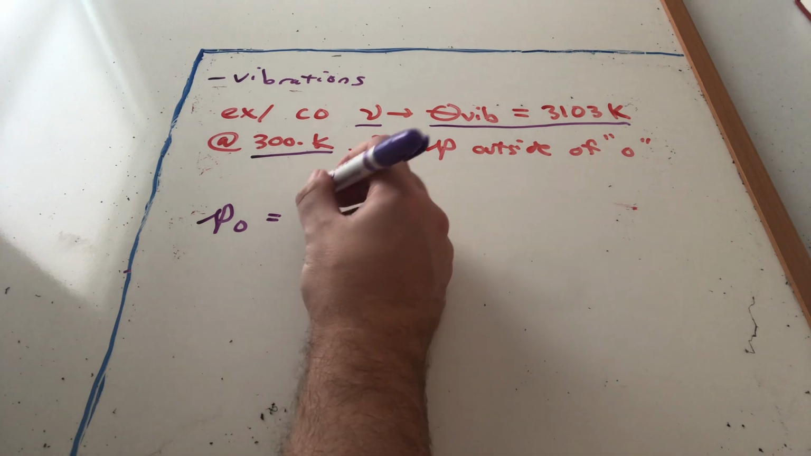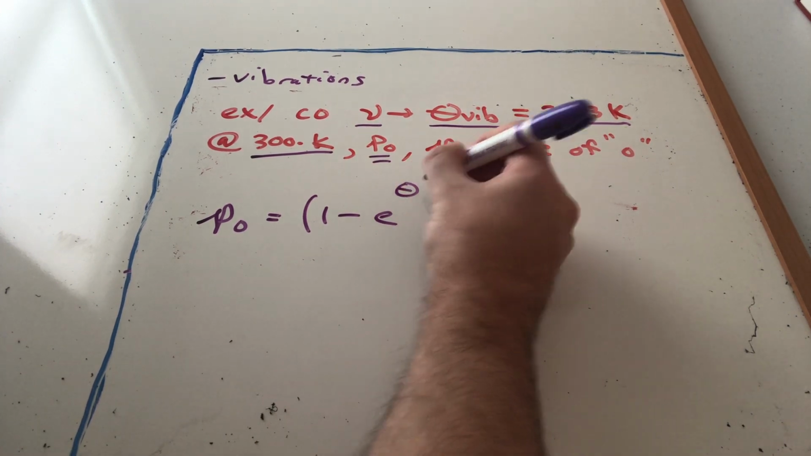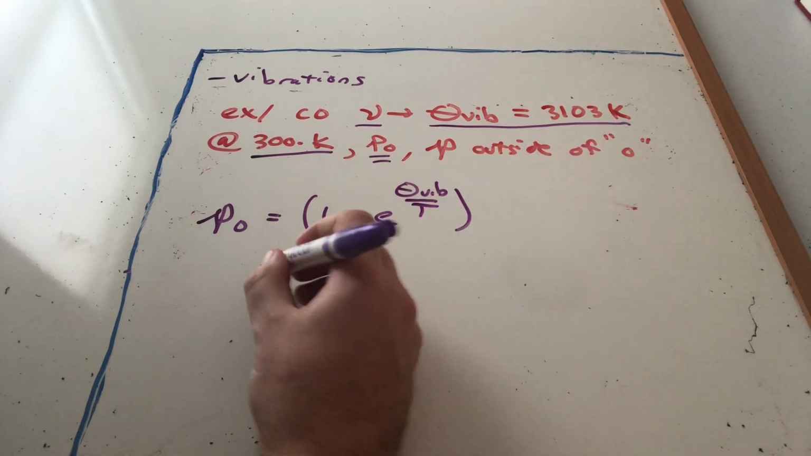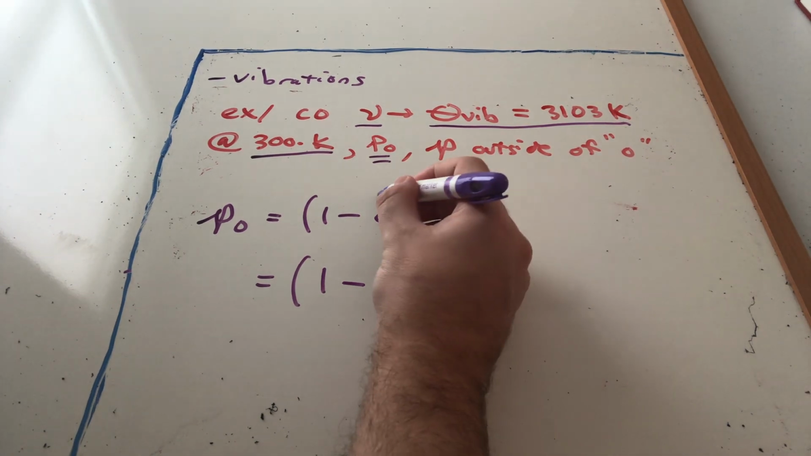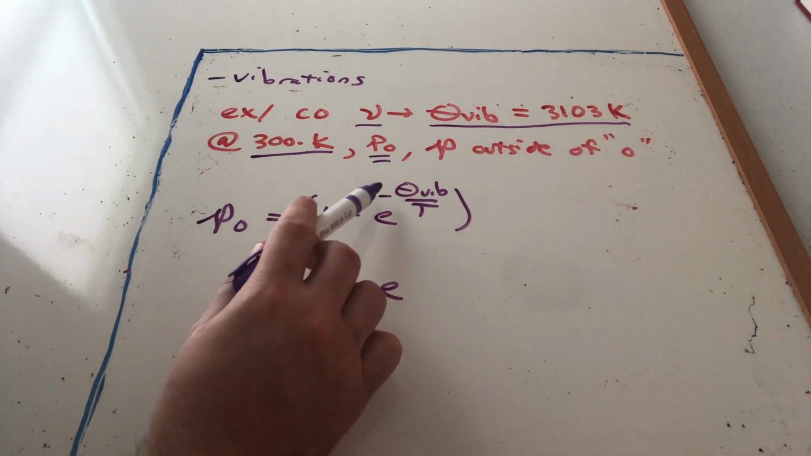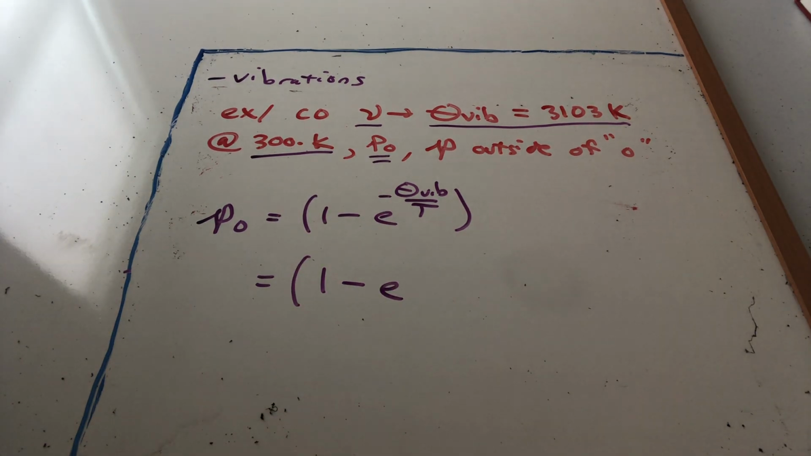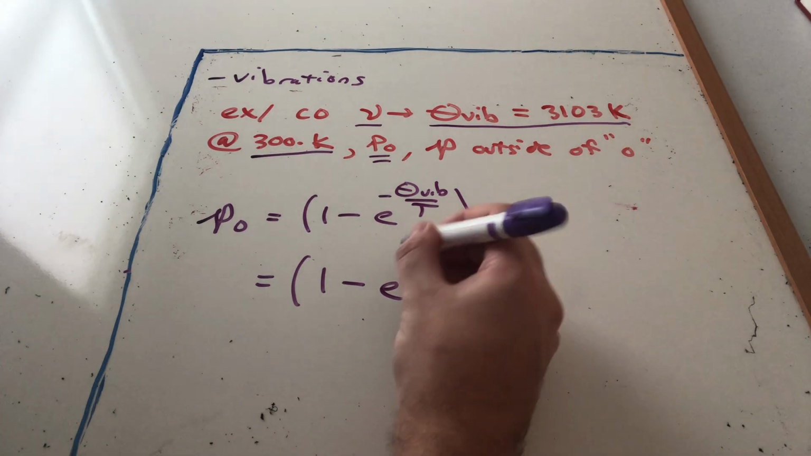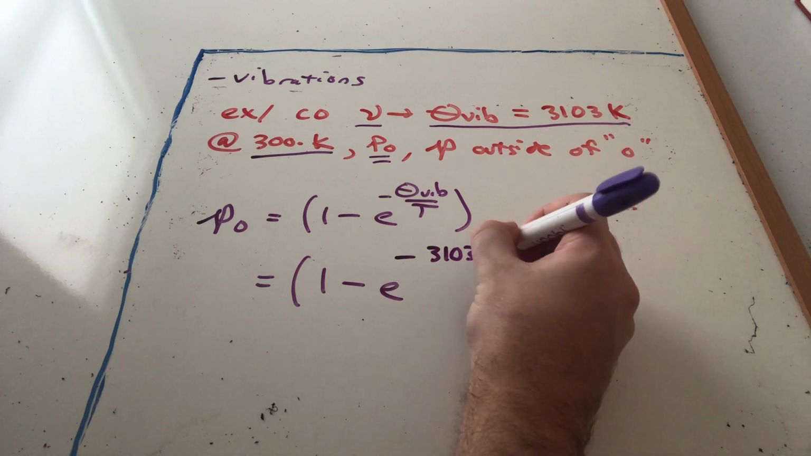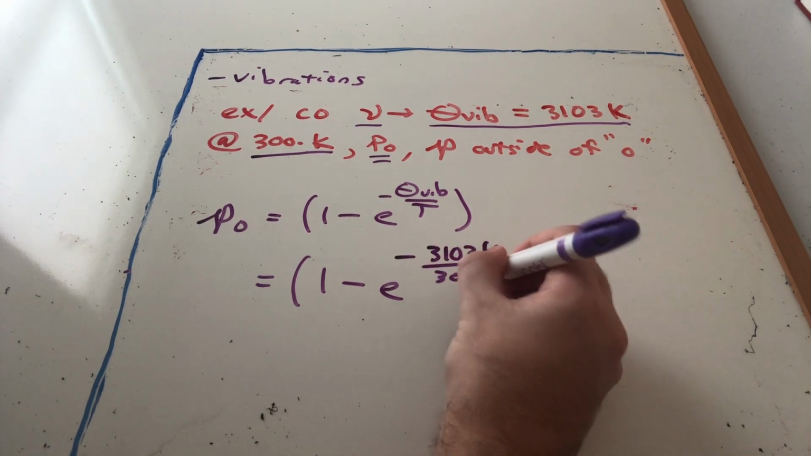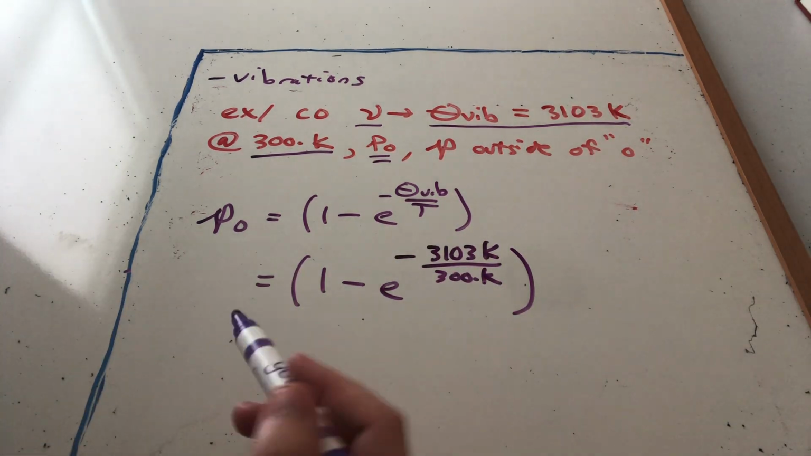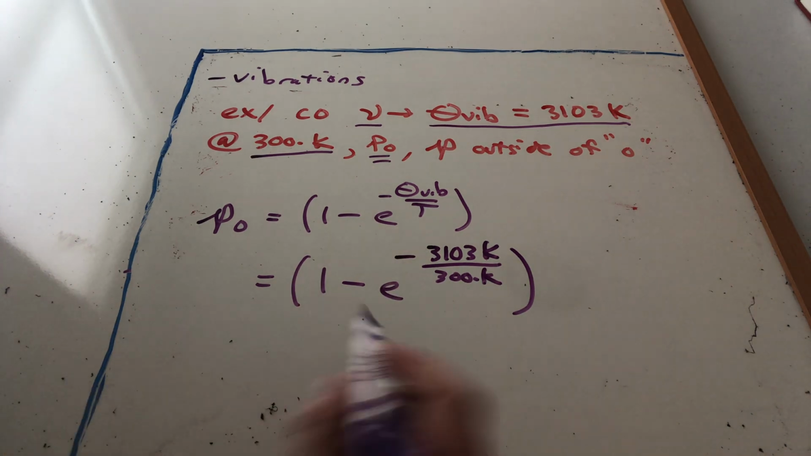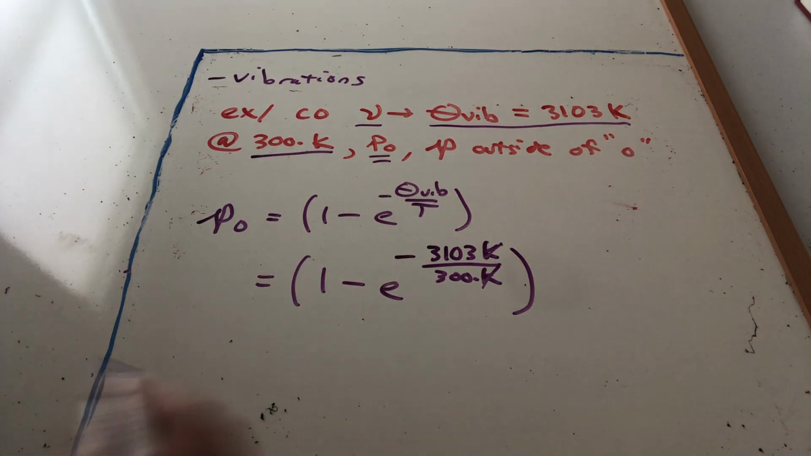P0 looks like 1 minus e to the theta vibe over T. Oh, sorry, and there's a negative up here. Make sure on that last thing that I had here, I can't remember if I included that negative. Don't lose that negative. It's very important. This is definitely the correct P0 with that negative there: 1 minus e to the minus 3103 Kelvin divided by 300 Kelvin. So theta vibe is given to us, we just plug it in there. They already did the math, the h nu over k for us. Kelvin and Kelvin cancel. That's good for an exponential.